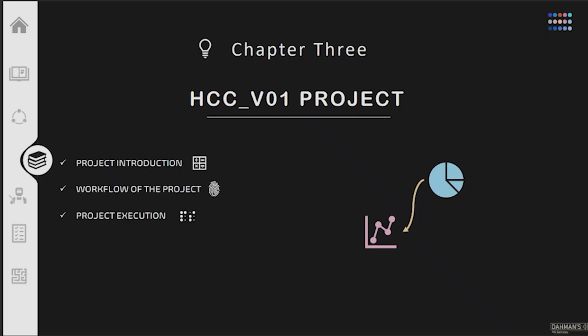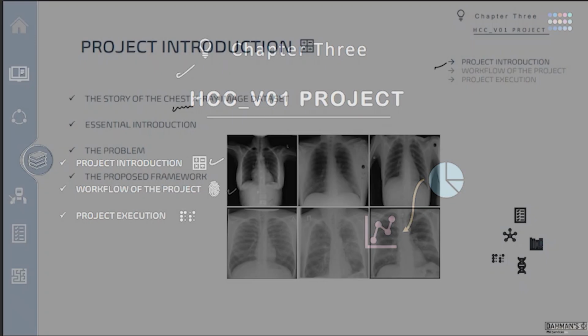Hi, welcome back. So we are in chapter 3, HCC V01 project. In this chapter, we're going to be looking at 3 important outlines. First, we'll be looking at a quick introduction into the project and the idea behind the research. Second, we'll be looking at the workflow of the project, maybe the essential design as well.